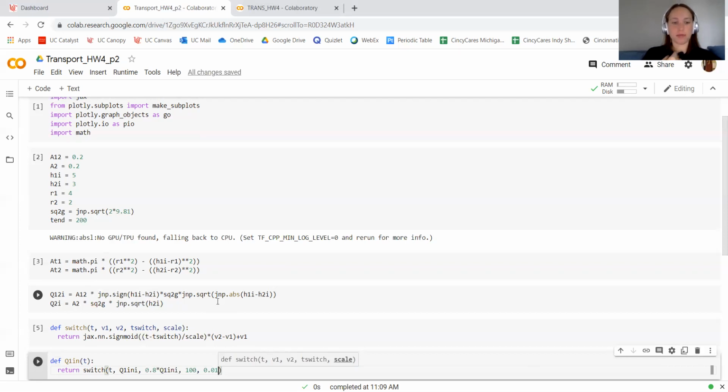And for our first tank, the change in volume is going to be decreased down to 80% of its initial, so we have 0.8 times the initial input flow rate. And then again, 100 seconds, and 0.01 for the scale to make it a stepwise.